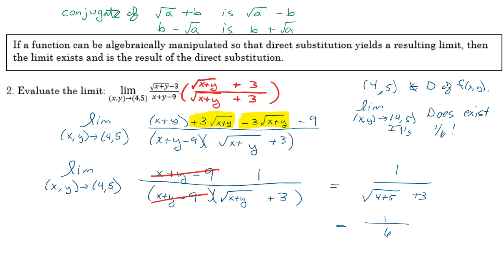So if you were on the surface, the z values are approaching 1/6 as the x, y in the domain get closer and closer to 4, 5. Then the outputs get closer and closer to 1/6, no matter what path you're taking as you approach 4, 5. All right, so we're going to stop there, and in the next examples, we will look at proving that a limit does not exist by examining two different paths towards the point and showing that those two different paths lead to a different output for your limit.